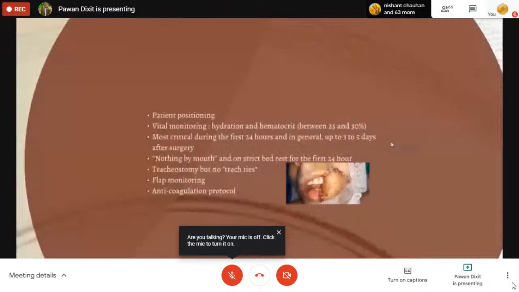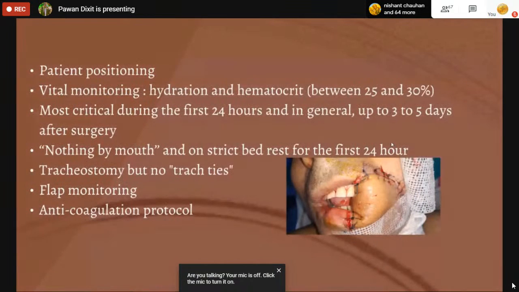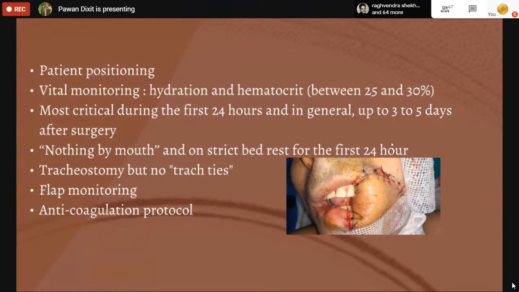After the procedure is done, post-operative care is as important as the procedure itself because it will have a bearing on the success of this procedure. Patient positioning is very important. For example, if anastomosis is done on the right side of the neck and the patient's head is turned too much to the right side, then the pedicle may get kinked. And if the patient's neck position is on the left, then the pedicle may get stretched. So pedicle positioning is very much important.